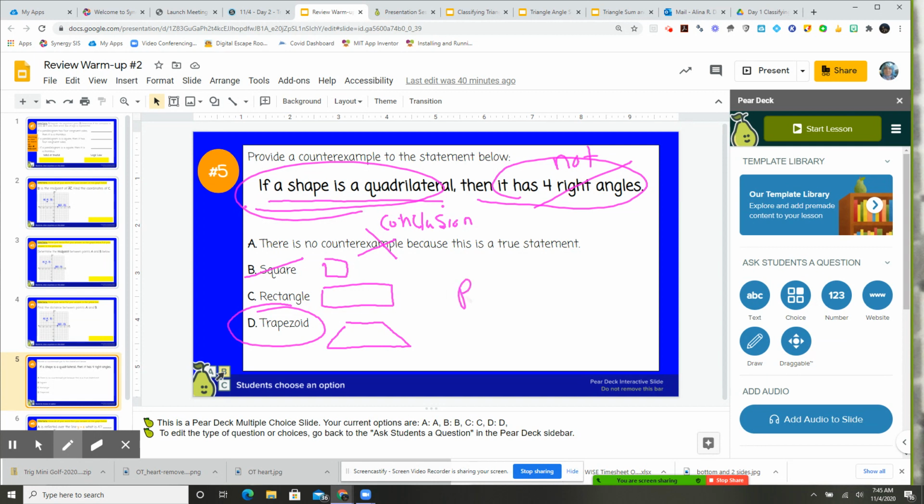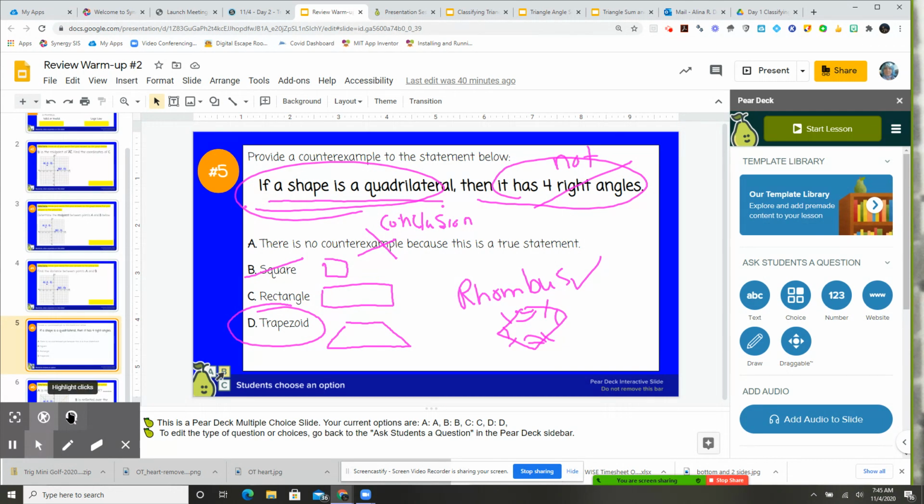Could a rhombus have worked? What's a rhombus look like? Rhombus has 4 equal sides, but it's got 2 acute angles and 2 obtuse angles. So a rhombus would be a counterexample. Okay. Then I think we've got one more. One more. We save the best for last.